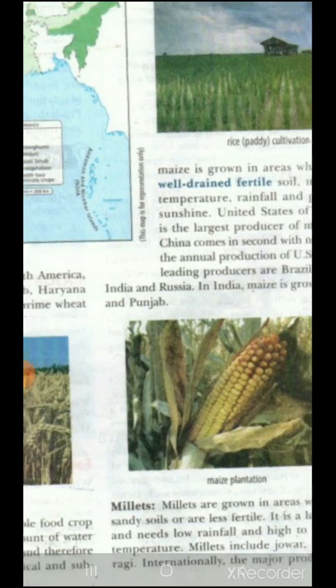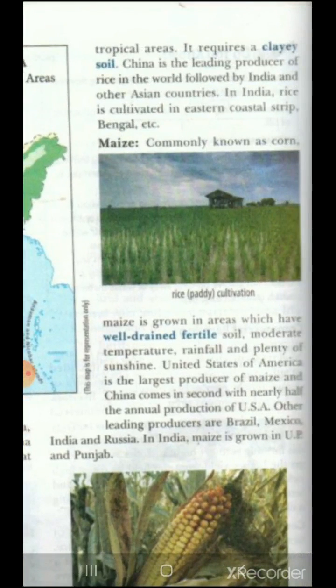Now tropical region means from Tropic of Cancer to Tropic of Capricorn, that region is known as the tropical region. So rice is commonly cultivated in tropical and subtropical regions. Now why is it commonly cultivated there? Because these regions receive abundant rainfall, sufficient or plentiful rainfall.